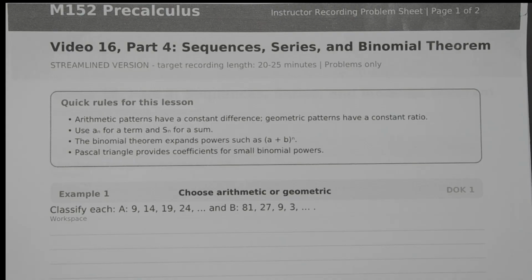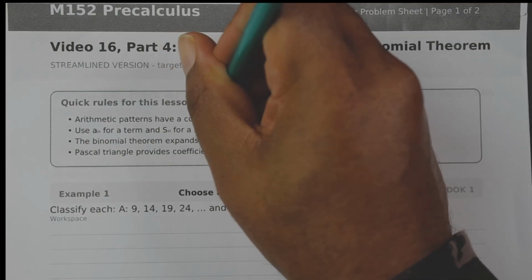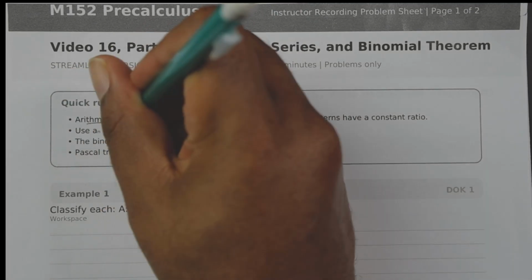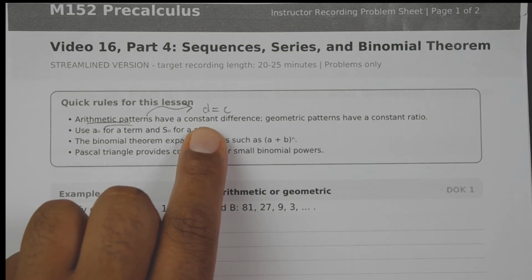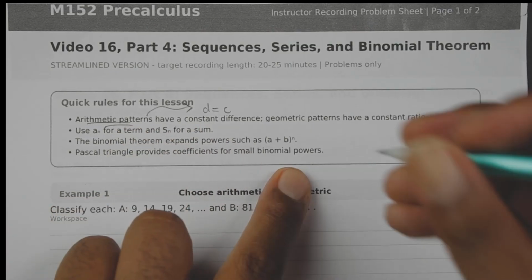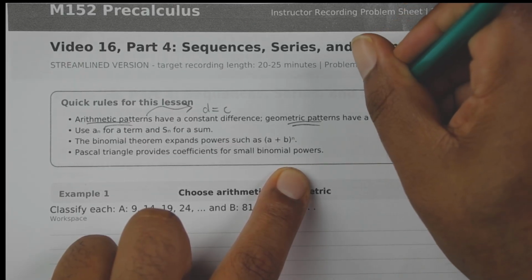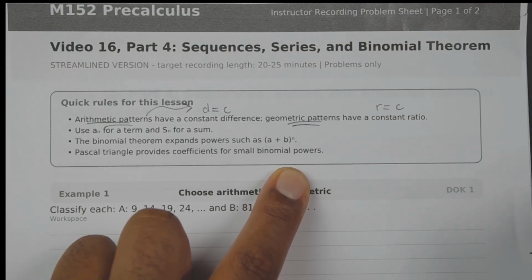Okay, so first of all, we need to begin with the quick rules. When it comes to arithmetic patterns, they have a constant difference, or d is equal to c, okay? So if there's a constant difference, then it would be an arithmetic pattern. With respect to geometric patterns, they have a constant ratio, okay? So the ratio would be the constant.